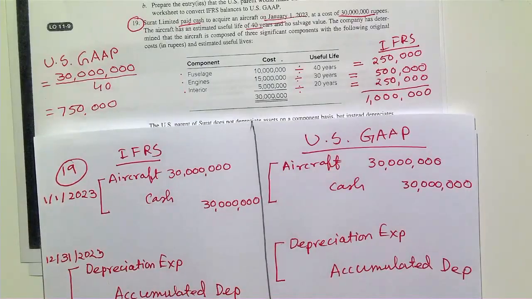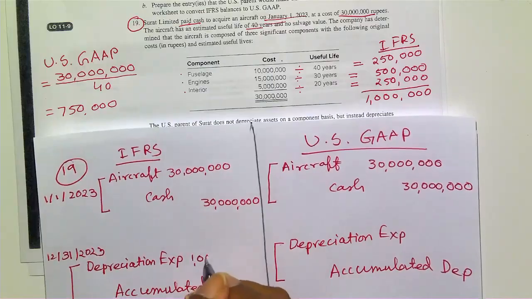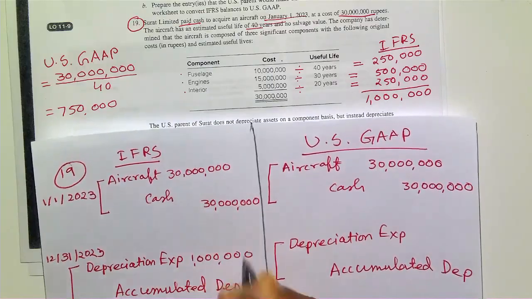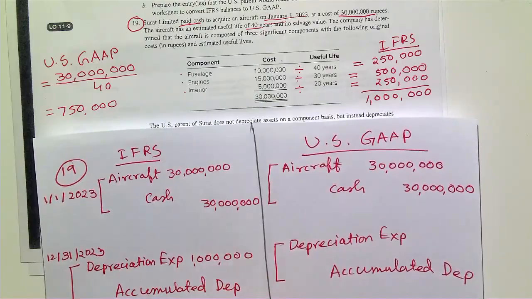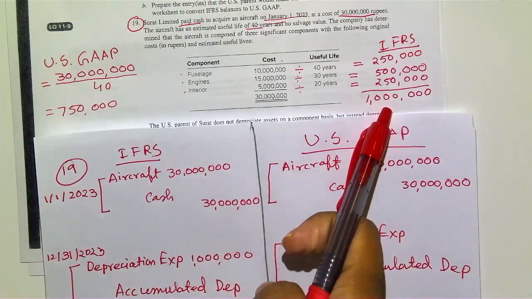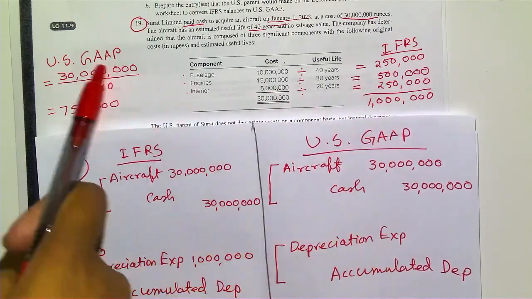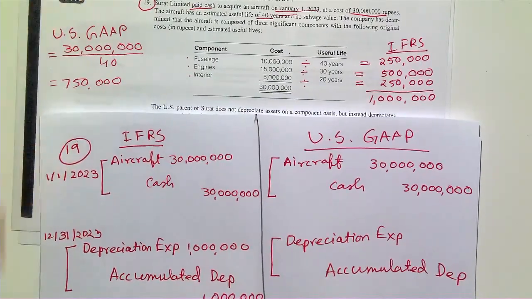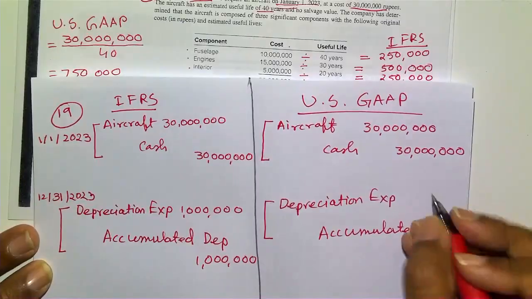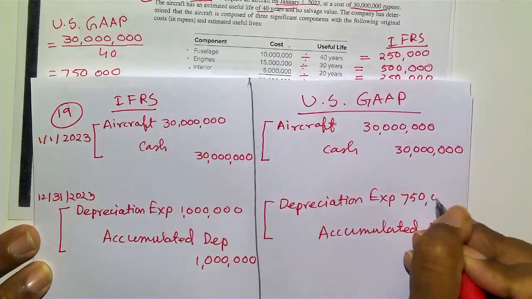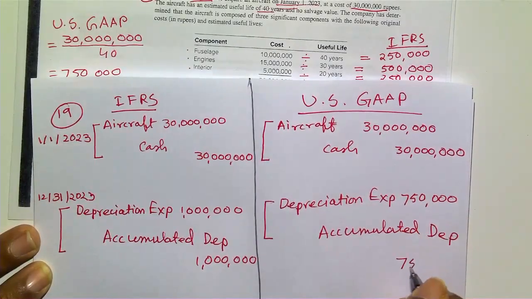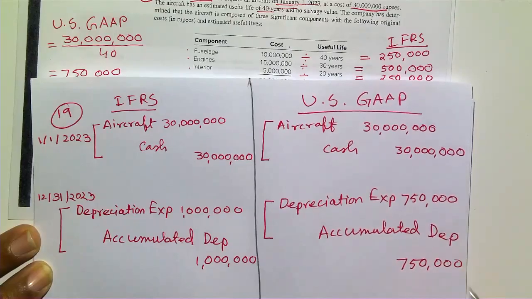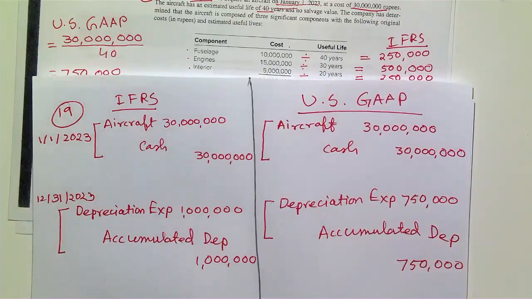Yes. For IFRS, it's 1 million. Very good. Everyone, you know the numbers. How did we do that? Here, component. On the other hand, the GAAP number is 750,000. You see, is it difficult? So far, nothing is difficult. It's just SC221 basic entries. They say 2 years together. Okay? 2 years together.